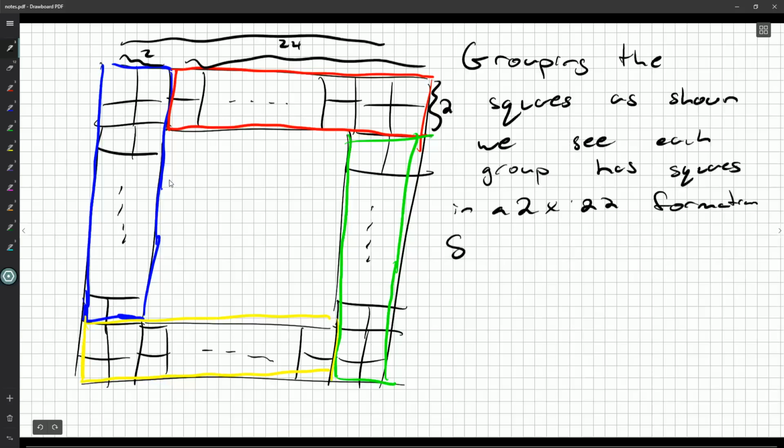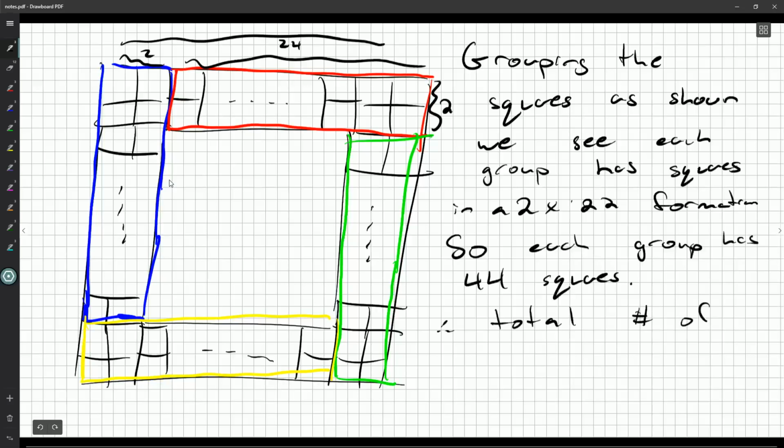Okay. So each group has 44 squares. So the total number of squares for our double Shanks shading is going to be 4 groups of 44 squares each. Take the two 4 factors, that's 16. 16 times 11, 176. So 176 squares in total.